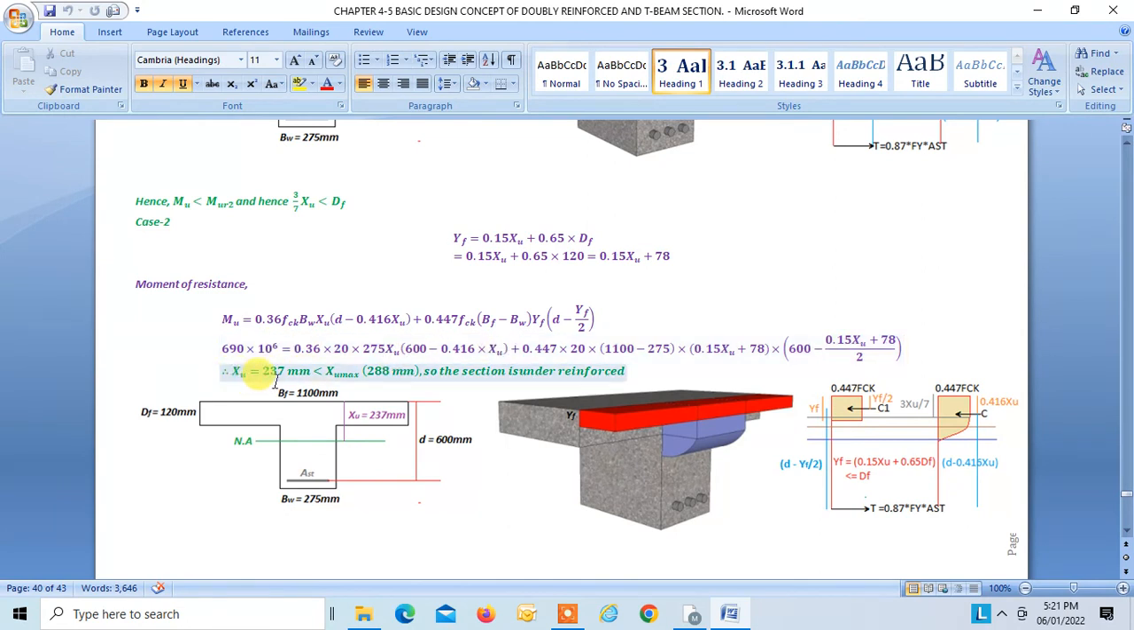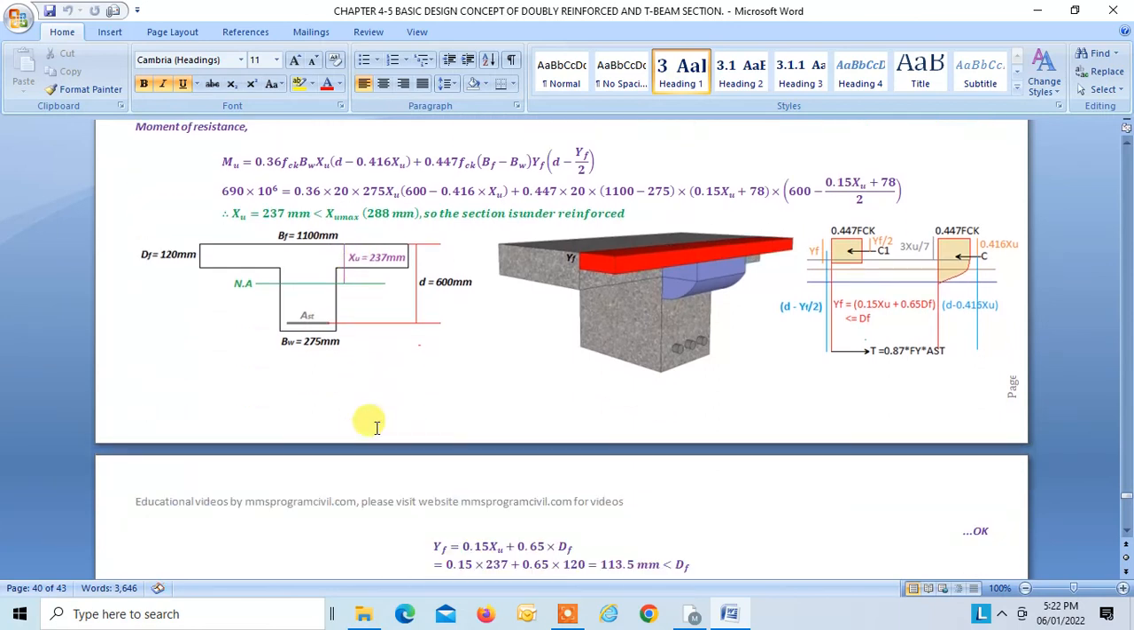Solving this equation we get XU is equal to 237 mm, which is less than XU max, that is 288. That is 0.48 D for Fe415, and the section is under reinforced, okay? So XU is 237, right?